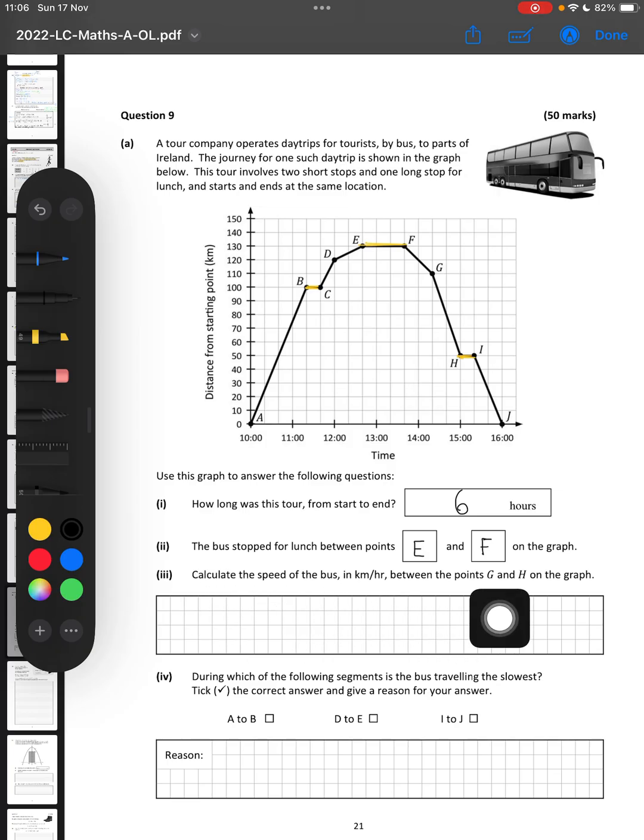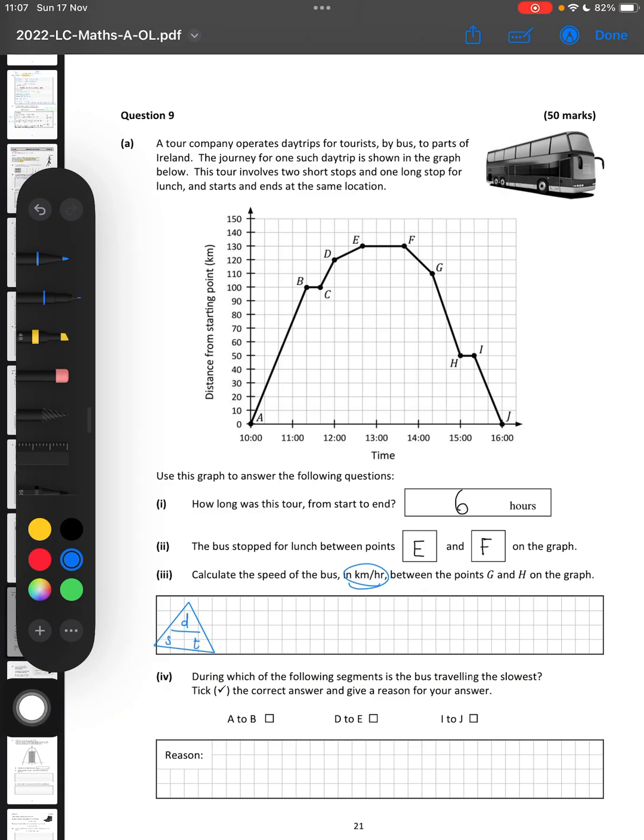Calculate the speed of the bus in kilometres per hour between points G and H on the graph. Okay, now G and H, the distance is changing. The bus is still moving at a speed. Okay, we need to figure out what that is. Now, as soon as they say the speed in kilometres per hour, okay, they have asked us to do something in particular, and that is to have the distance units in kilometres, the time units in hours. So we have been asked to find the speed. So remember our distance, speed, time triangle. They asked us to find speed. So we cover S and we see that we use distance over time.